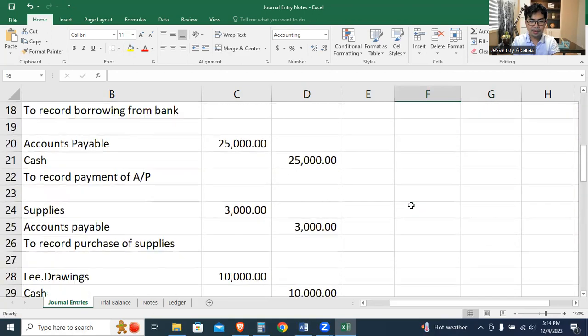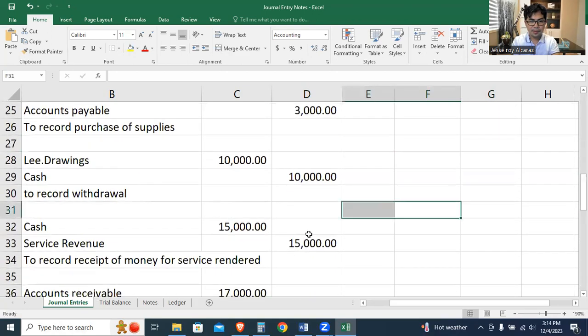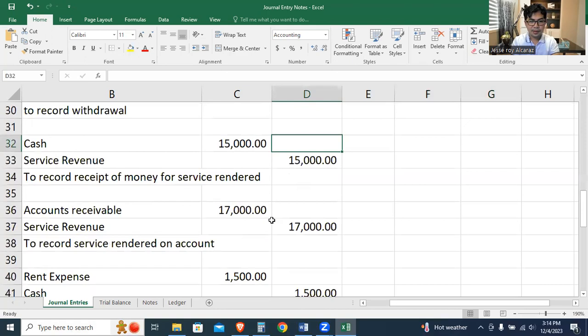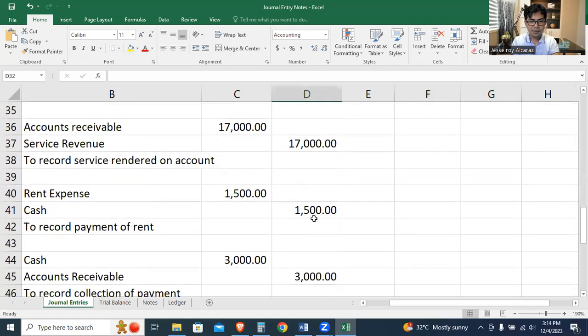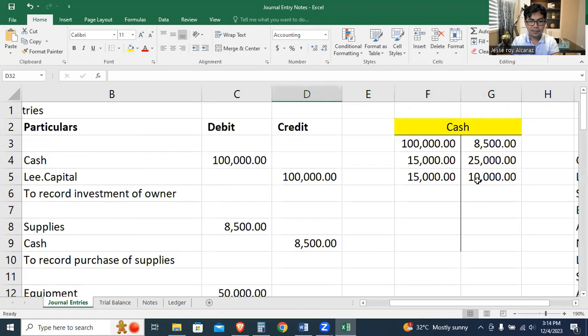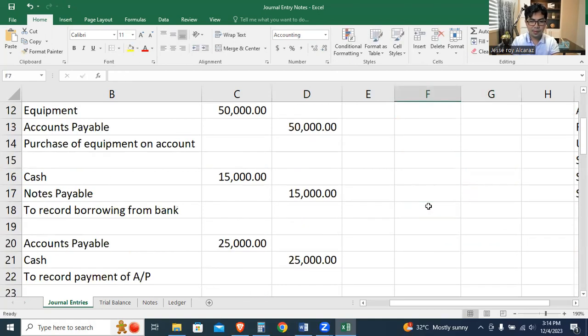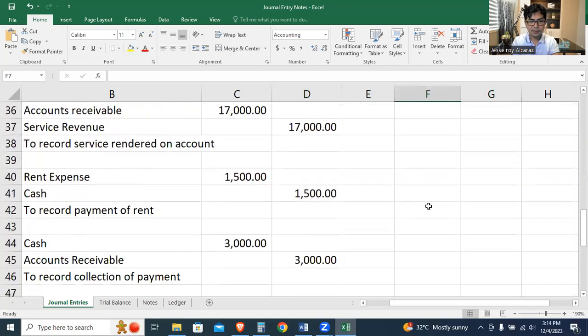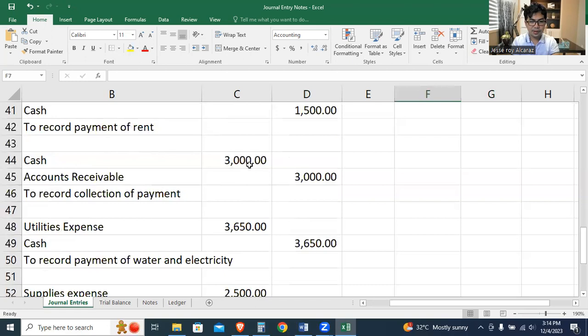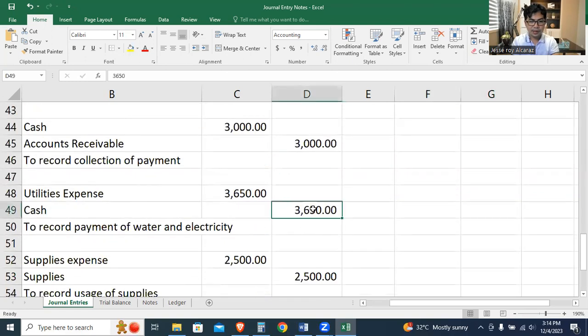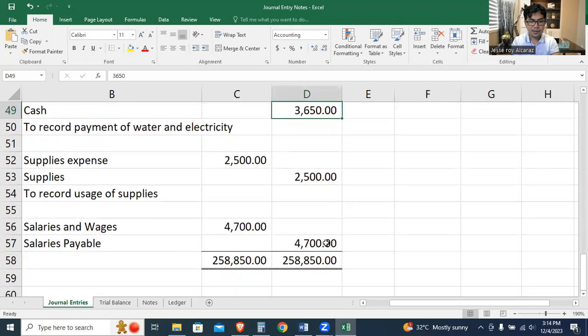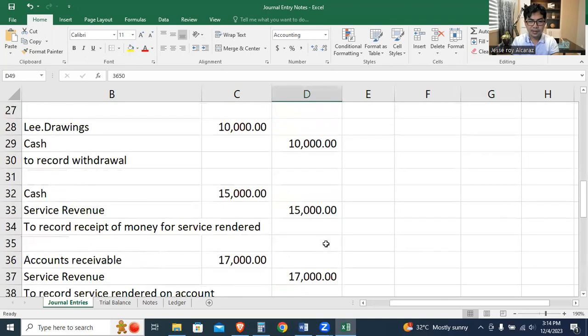Debit there, sorry. Debit. And then, what else? Credit, 1,500. And then we also have the 3,000 sa baba. Yeah, 1,500. Credit, cash, debit, 3,000. Credit, 3,650. Ano lang, 3,650 credit.